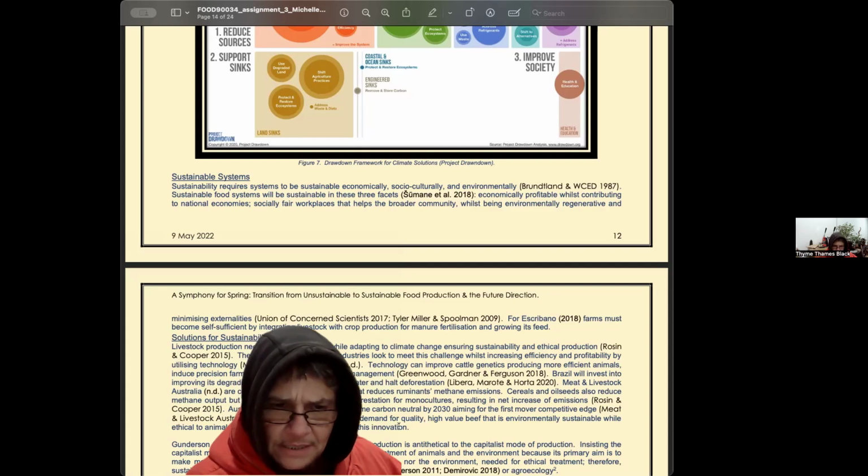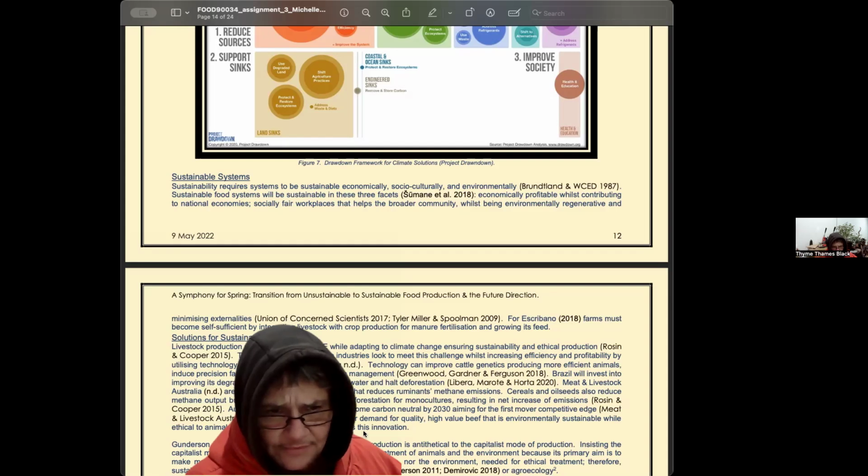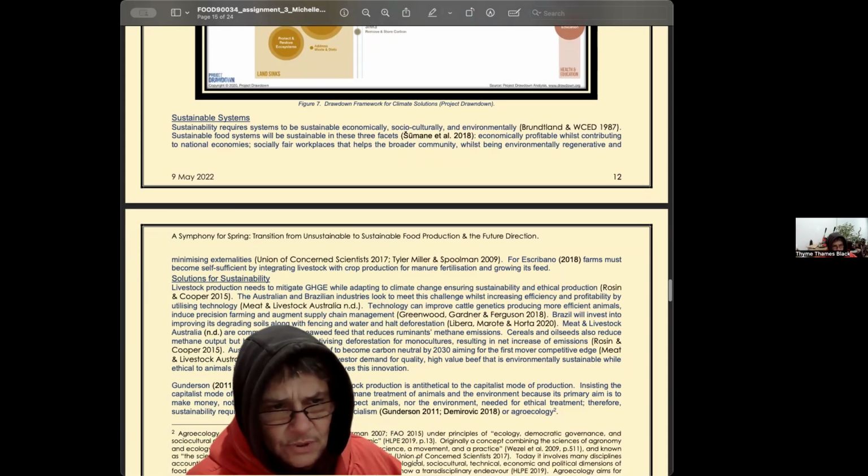Consumer and investor demand for quality, high value beef that is environmentally sustainable while ethical to animals in a transparent supply chain drives this innovation. Gunderson, 2011, argues alternatively that ethical livestock production is antithetical to the capitalist mode of production, insisting the capitalist mode of production needs changing for humane treatment of animals and the environment because its primary aim is to make money, nothing else. Capitalism cannot respect animals nor the environment needed for ethical treatment. Therefore, sustainability requires revolution to communism or socialism or agroecology.